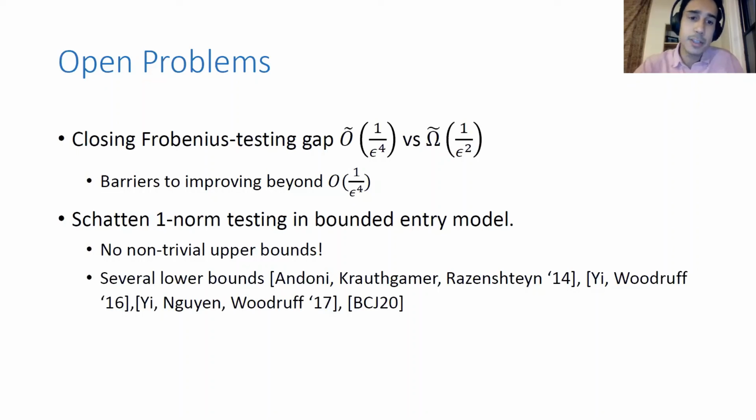And finally, a very interesting question is to give any non-trivial upper bound for estimating the Schatten-1 norm in the bounded entry model. So far, there are several lower bounds, including the lower bound from this work for the Schatten-1 norm testing. But to date, there are no known non-trivial upper bounds. So that's a very interesting open problem to resolve.